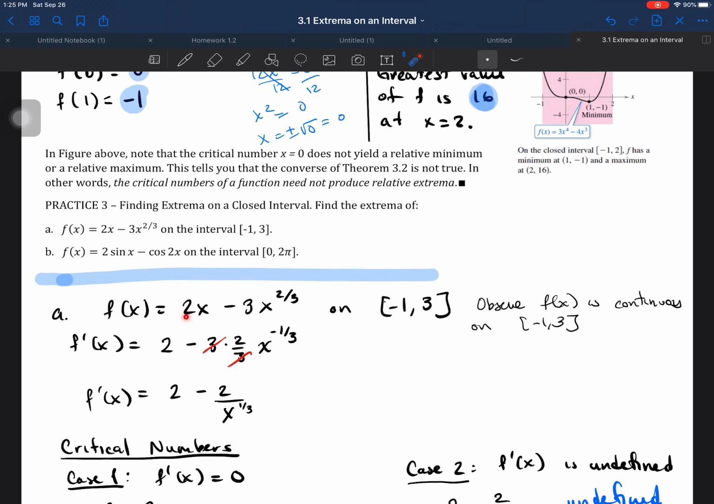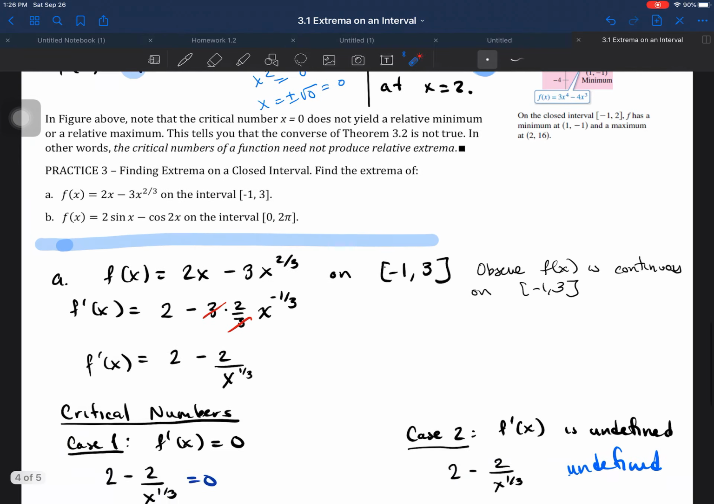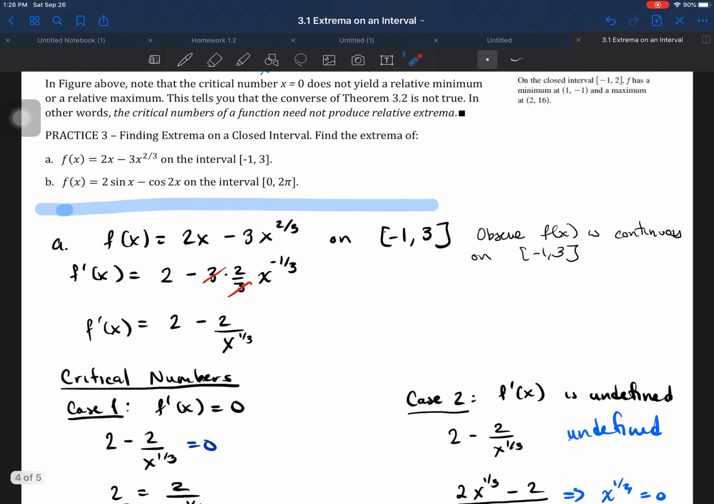There is continuity here because this is never going to be undefined, because you can plug in any negative number, you can plug in a 0, you can plug in a positive number. So those are continuous on this interval. And the next thing is to find the critical numbers. How do you find the critical numbers? By taking the derivative. That is going to be 2/3 times 3 x to the negative 1/3, right? By subtracting 1 from 2/3.